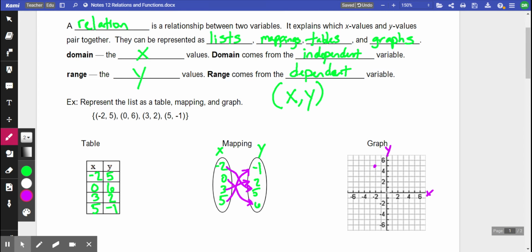0, 6 tells me I don't move left or right any. I stay at 0 on the x-axis, but on the y-axis, I go up to positive 6. 3, 2 tells me I go to 3 on the x-axis, and then I go up 2 for the y. And then 5, negative 1 tells me I go to positive 5 on the x-axis, and then down 1.